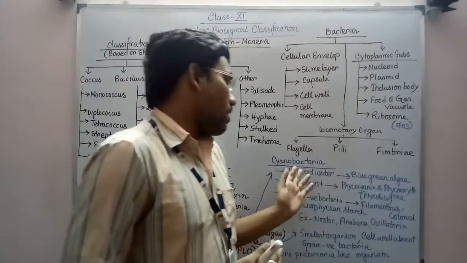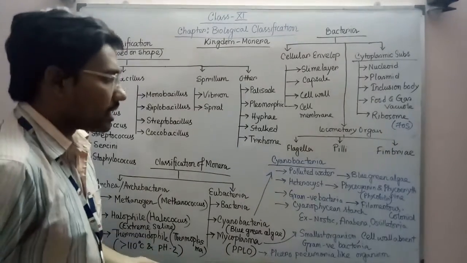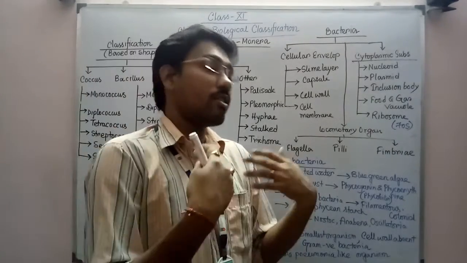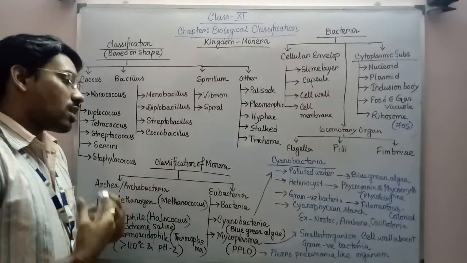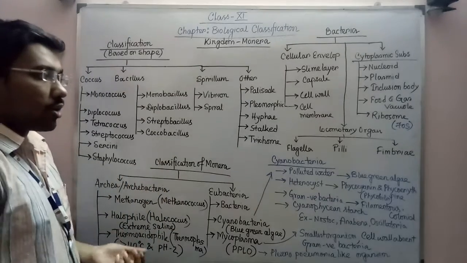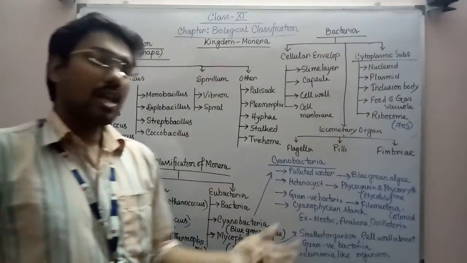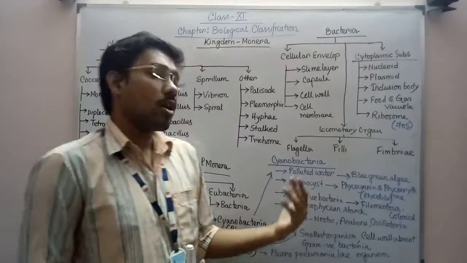In case of cyanobacteria, we have said this is commonly known as blue-green algae. They are present in polluted water. They are gram-negative. They contain heterocyst for nitrogen fixation. They store starch, that is cyanophycean starch. They can be filamentous. They can be colonial also. So these basic features are generally shown by the cyanobacterial cells. Examples we have also written: Nostoc, Anabaena, Oscillatoria.